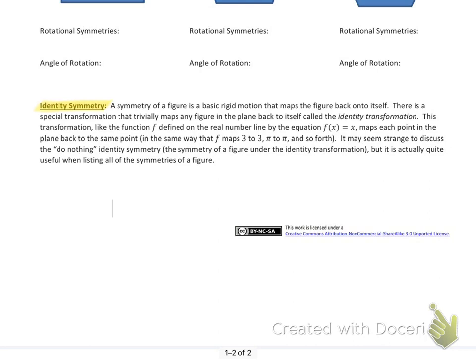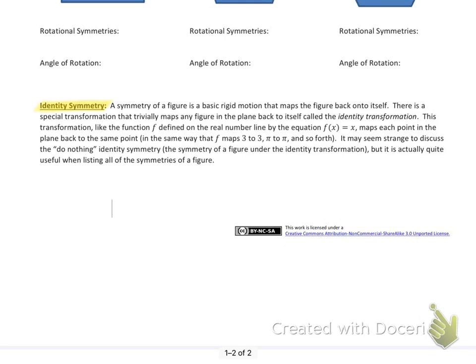Okay, so this is your identity symmetry, and it's just a type of symmetry that you need to be aware of. You just need to be able to state that every figure has identity symmetry. It is a type of rotational symmetry, and we count it as a rotational symmetry. So that first triangle, we said it had 0 lines but 1 rotational symmetry. That 1 rotational symmetry it had was the identity symmetry.